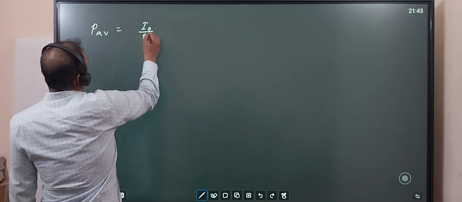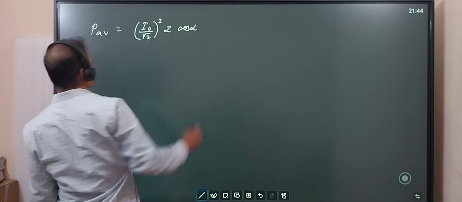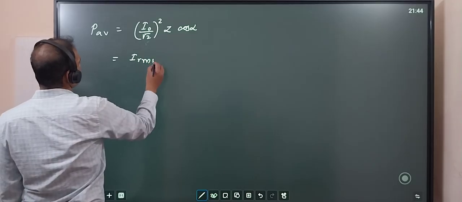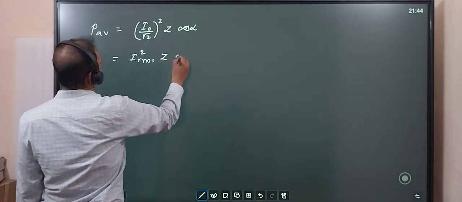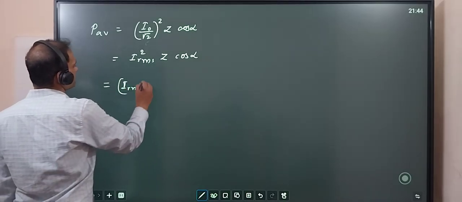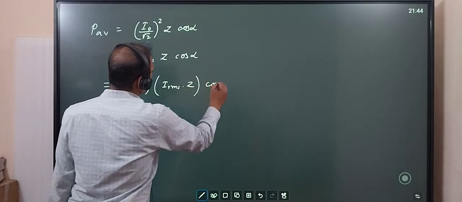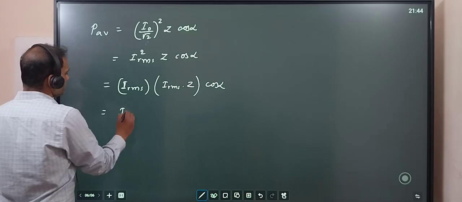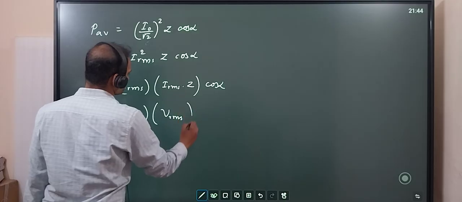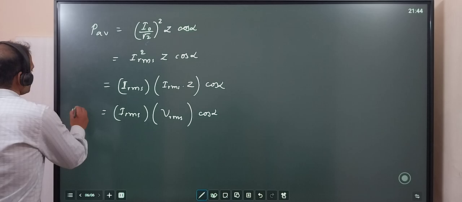I naught by root 2 the whole squared Z cos alpha. Okay, so this is IRMS the whole square into Z cos alpha. The same thing can also be written as IRMS into IRMS into Z into cos alpha. So it is like IRMS VRMS into cos alpha. Okay, so this is P average.